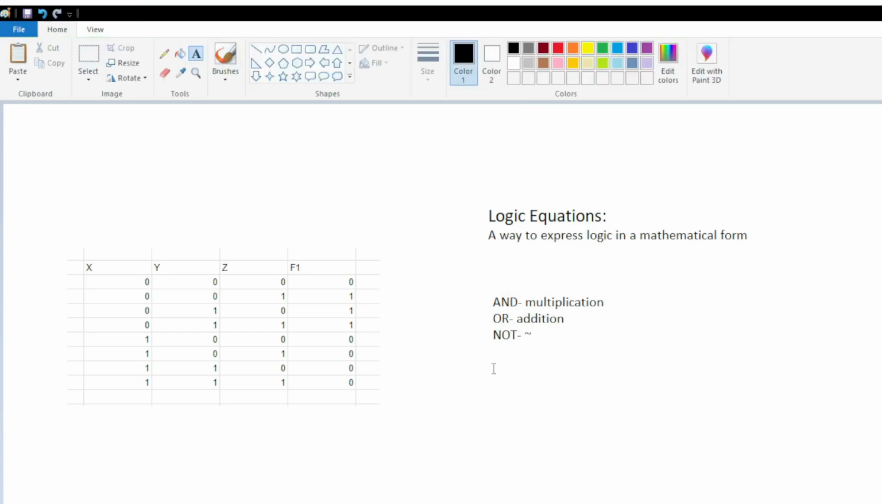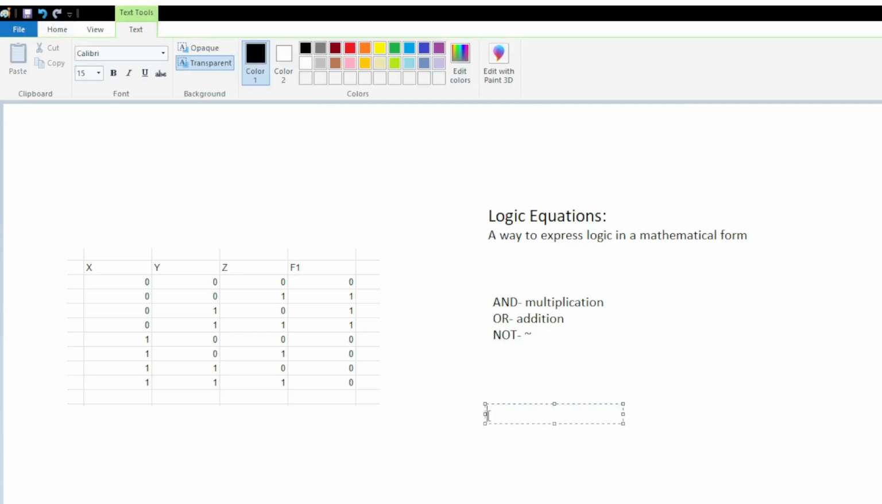Now, why do we assign addition to OR and multiplication to AND? Well, if you think about it, 1 plus 0 is still equal to 1. But 1 times 0 is going to be equal to 0. Anything times 0 is 0. So for an AND gate to be true, both of them have to be 1. 1 times 1 is equal to 1.